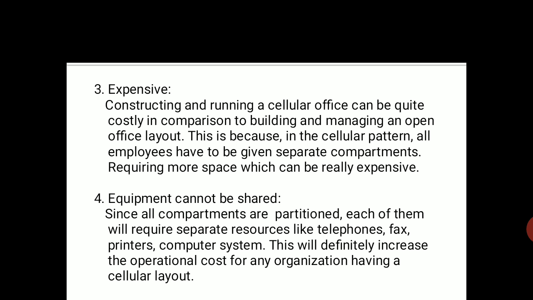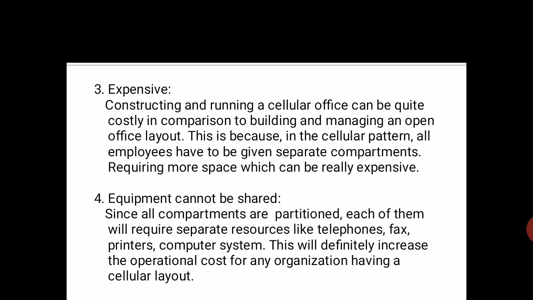The fourth one is equipments cannot be shared. Suppose you provide a system or a fax machine or a printer to one particular employee, then those things cannot be used by the second, third, fourth employee. Since all the compartments are partitioned, each of them will require separate resources like telephone, fax, printers, computer system, etc. These will definitely increase the operational cost for any organization having the cellular layout.